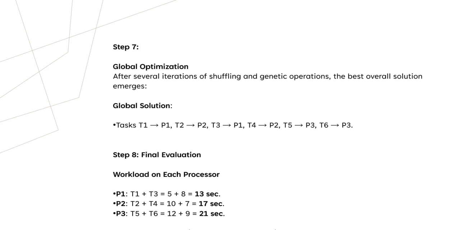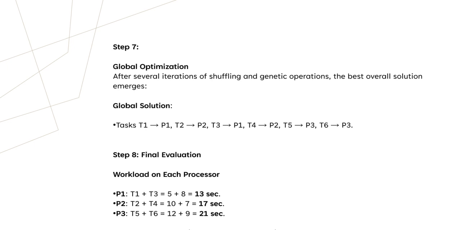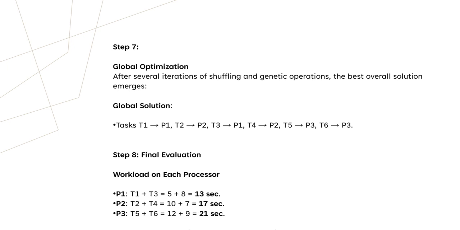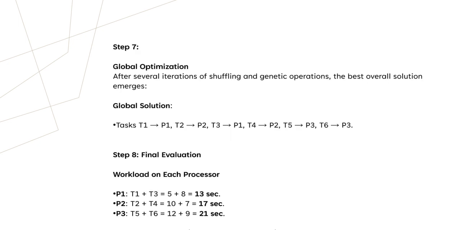As you see, based on the above solutions, island 1 was running 3 processors and island 2 was also running 3 processors. P1 was running task 1, P2 was running task 2, and P1 was running task 3. You can see over here, P1 task 1, task 2 was running on P2, then task 3 was running on P1. Similarly, island 2 was running P2, P3, P3. Task 4 was running on P2, task 5 on P3, in sequence, right? And task 6 was running on processor 3, right?